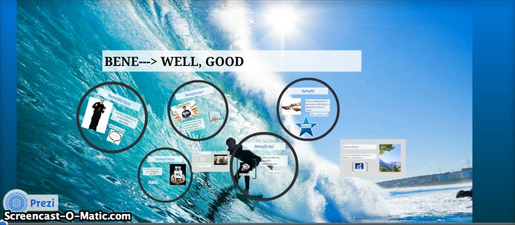Take a look at the top of the page. It says words that begin with Bene always describe something good, an action, a result, or an attitude. So let's get started and see what we get.